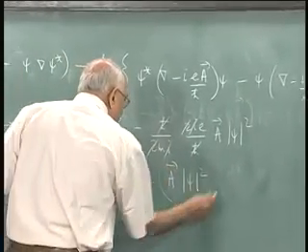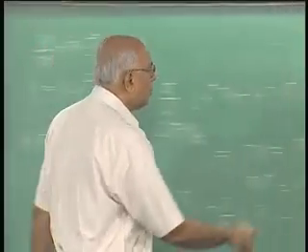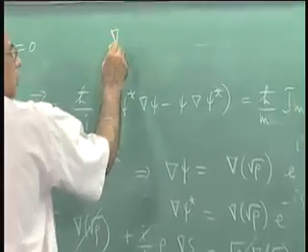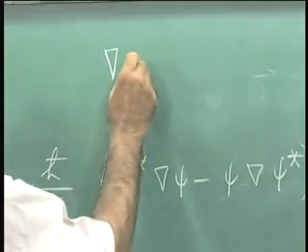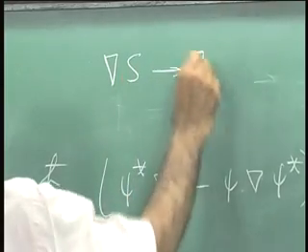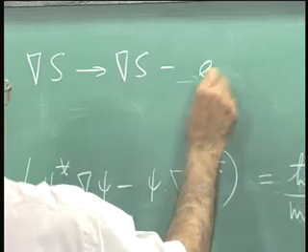So there is something which changes here, and that can be interpreted in terms of what happens to the gradient of S. So to cut a long story short, mod psi squared is just rho, so the gradient of S goes to the gradient of S minus, this is probably an e or something like that sitting somewhere, eA.